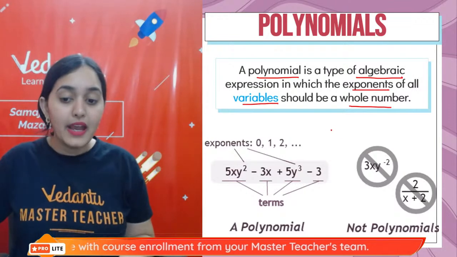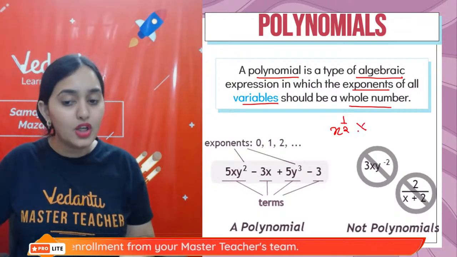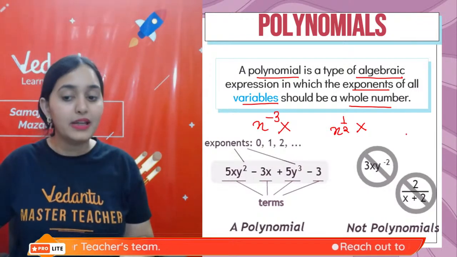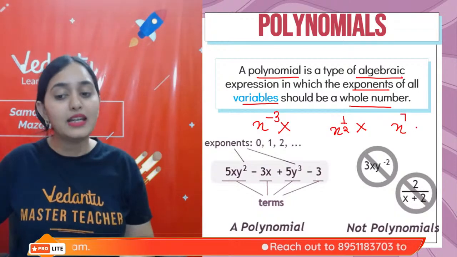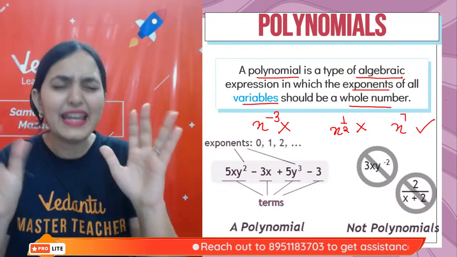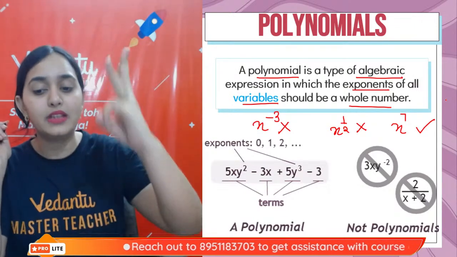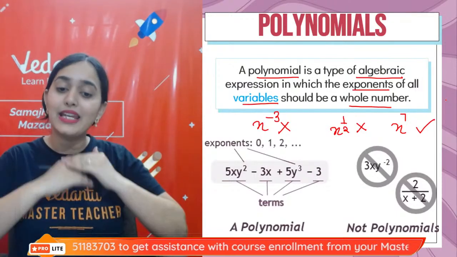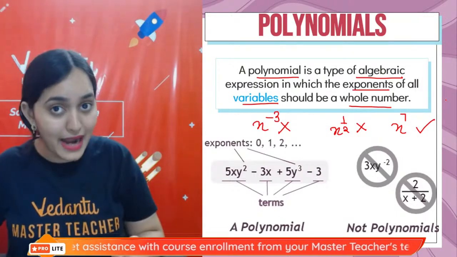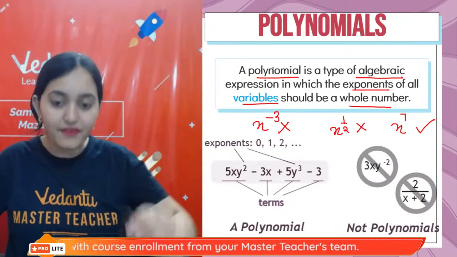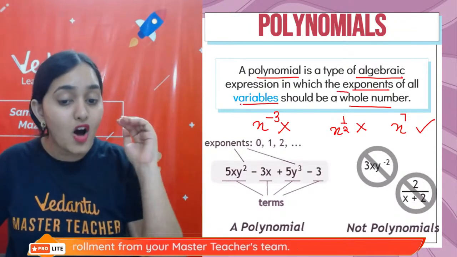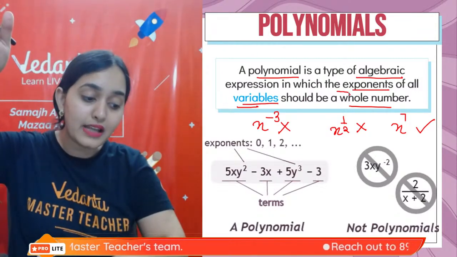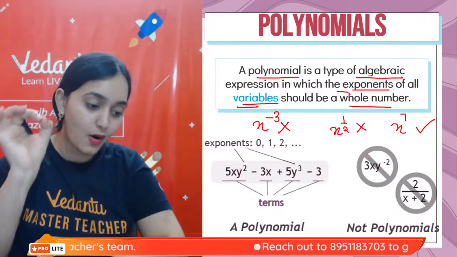That means what? X to the power 1 by 2, not a polynomial. X to the power minus 3, not a polynomial. X to the power 7 is a polynomial. So any algebraic expression having 1 term, 2 terms, 3 terms, 4 terms, 5 terms, 6 terms, it does not matter. Any polynomial having any number of terms, it does not matter. It should have all the powers of all the variables as a whole number. If the power is not a whole number, it is not a polynomial.